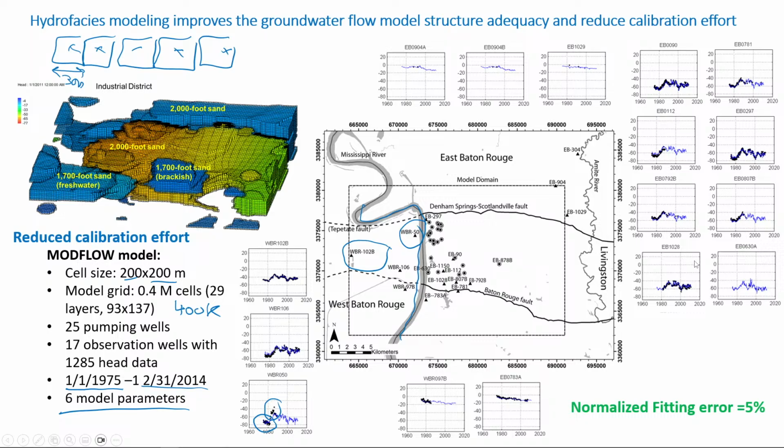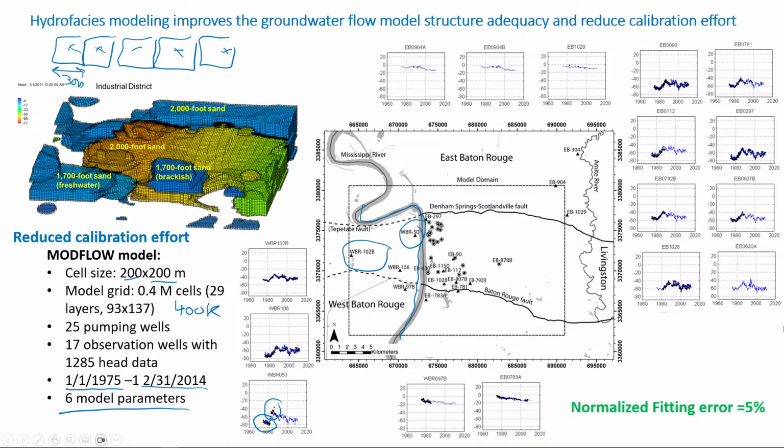So in this lesson, we will learn how to come up with an objective function so I can quantify the error, to make sure that I minimize the error. Here the fitting error between what I'm observing in the field and what my model is simulating is only 5%. That's an excellent error. This means that this is a very good model.